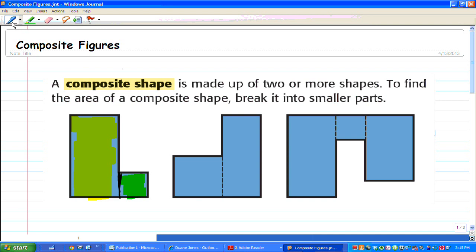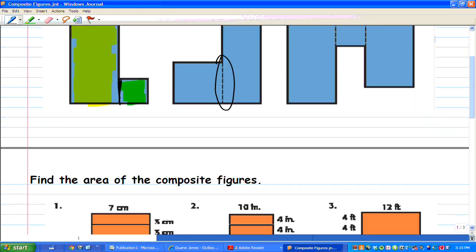Your composite shape can be made up of a square and a triangle. It could be a parallelogram and half of a circle. It could be anything. But when you're looking at it, you want to try and break it up, as was done here, so that you have two shapes, each that you know how to find the area of. Find the area of each of the shapes and add them together. So let's try some, shall we?